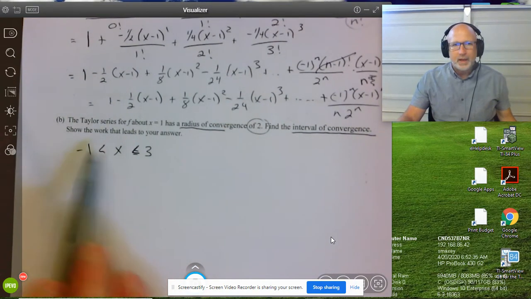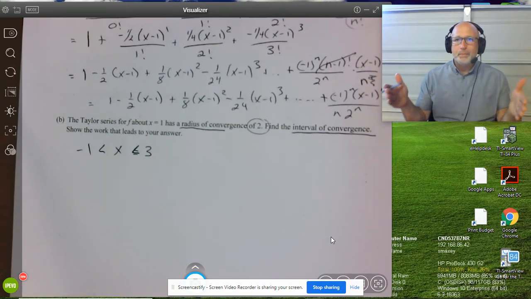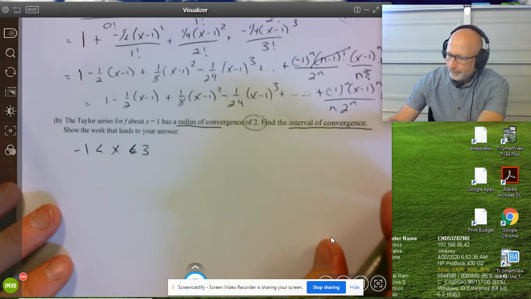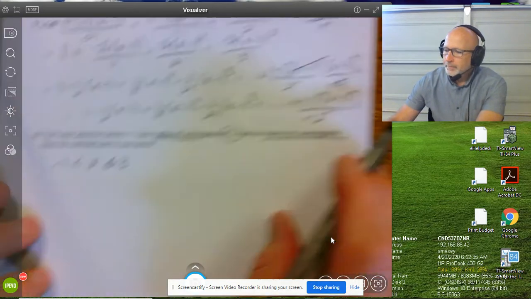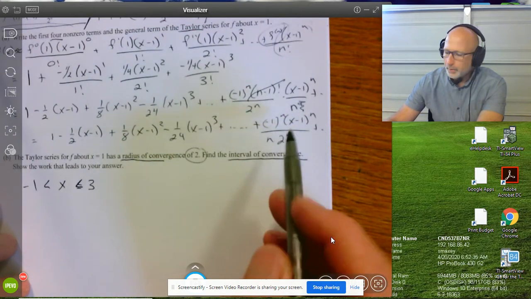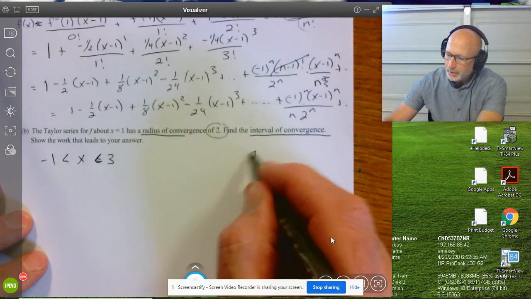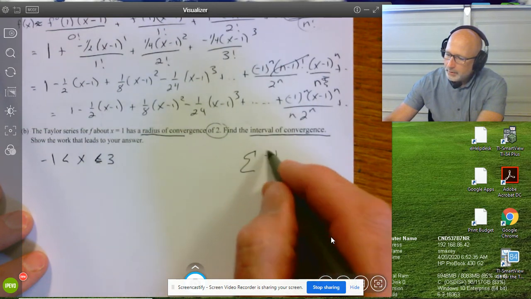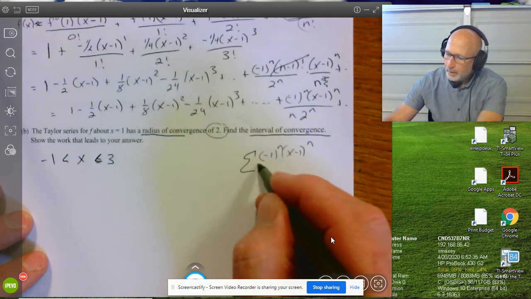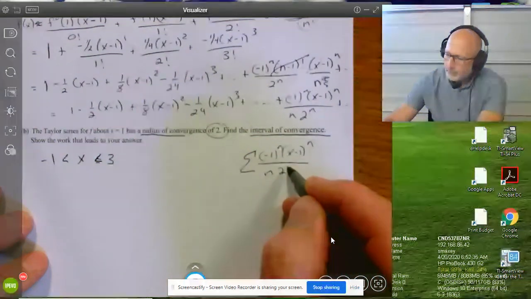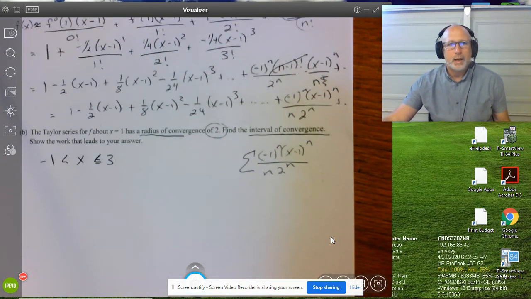Okay, now here's the thing. I need to check these endpoints because I need to know what the interval of convergence is, and it might be the possibility where those endpoints actually work. So how do you do it? Well, you plug it back into the formula. I don't have a formula right now, except I do know what the general term is. So in other words, I could have written this summation up here as the summation of negative 1 to the power of n times (x minus 1) to the power of n, all over n times 2 to the power of n. Okay? I just need to know if it converges or not.